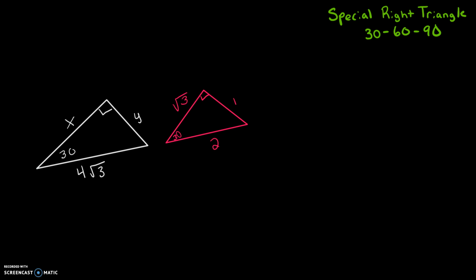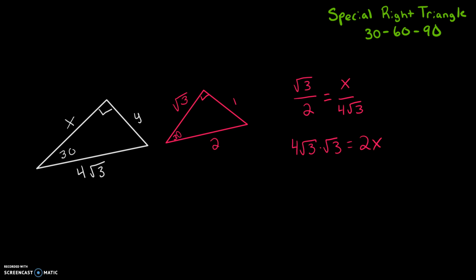Alright, so here we have our proportion to set up, and I will go ahead and say that the long leg over the hypotenuse is equal to the long leg over the hypotenuse. Cross multiply and solve. So I have 4 square roots of 3 times the square root of 3 is equal to 2x.